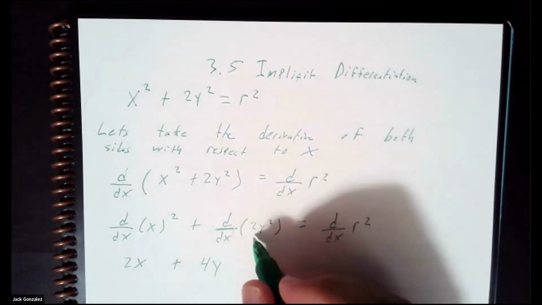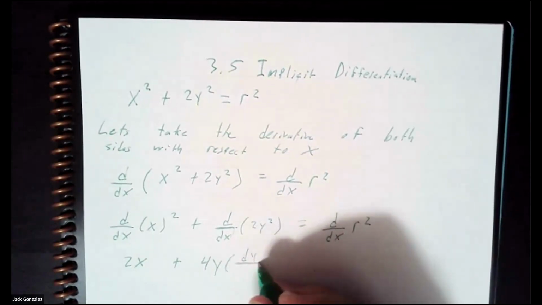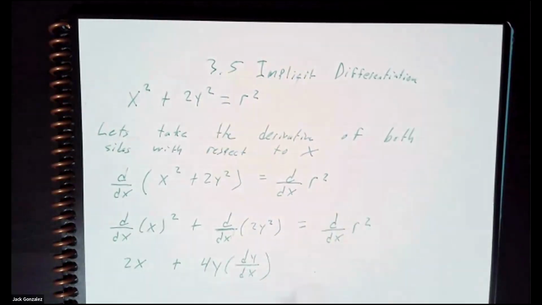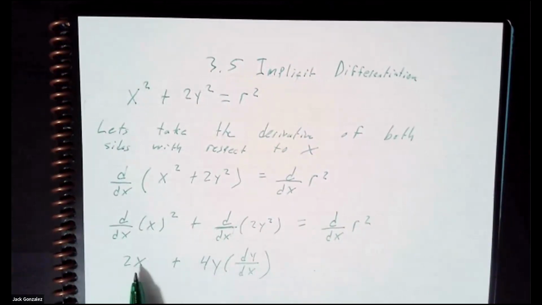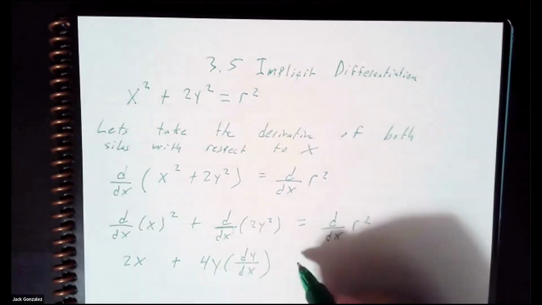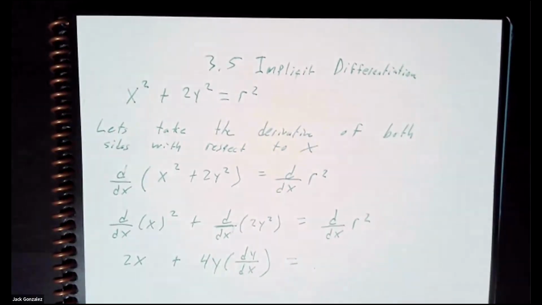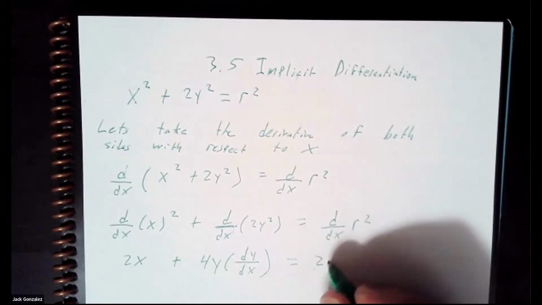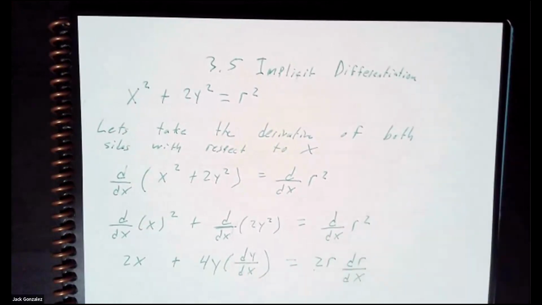Okay. So bring down the 2. And then you do times the derivative of y with respect to x. So this is the implicit part. So derivative of y squared is 2y times dy dx. So you add this like chain rule piece. This will be the same. What's the derivative of r squared? 2r. So same deal, but tack on dr dx. You see what I mean?